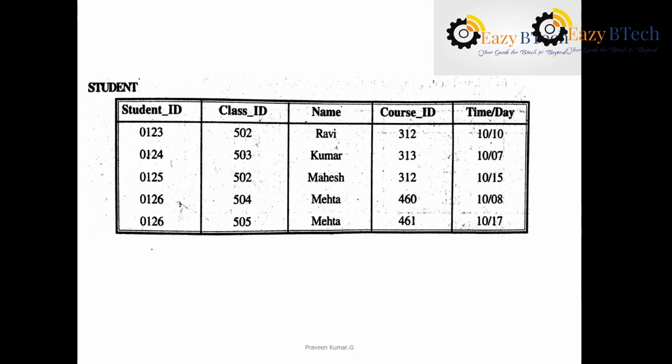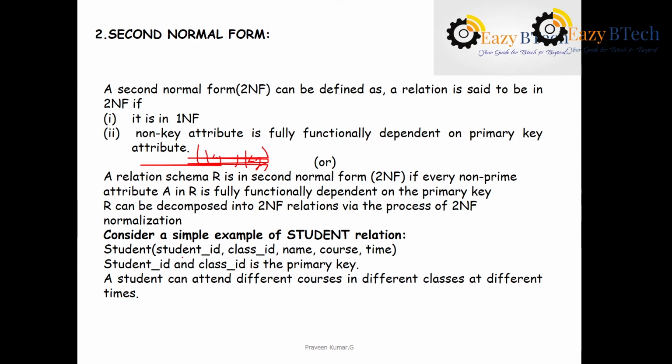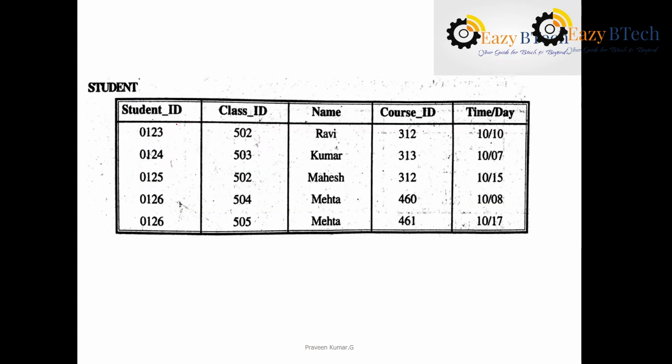Okay, here in this example: student ID, class ID, name, course and time. The student schema consists of student ID, class ID, name, course and time. Student ID and class ID are the prime key attributes. A student can attend different courses in different classes at different times. Suppose you take 502, this is the date, day, time and date. Some 10/10, October 10th, July 10th.